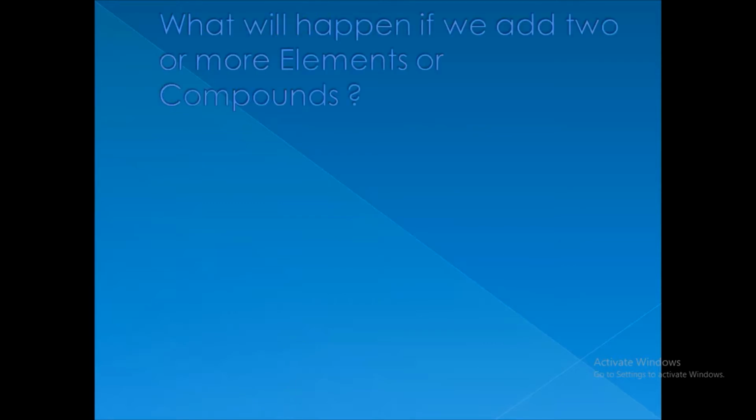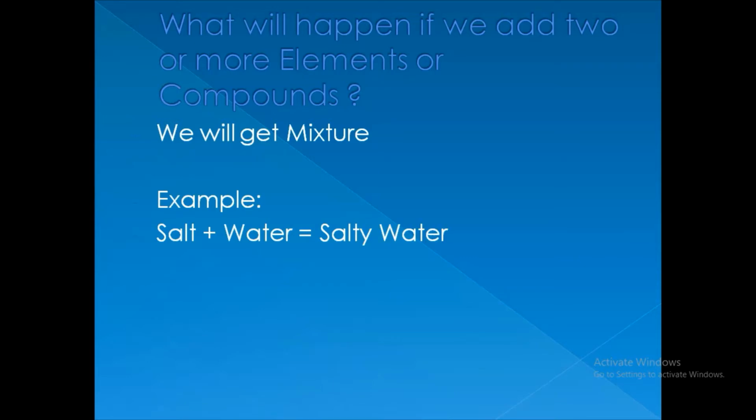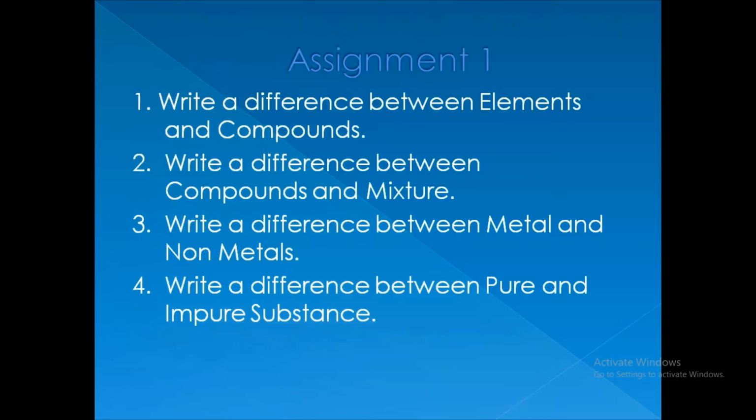What will happen if we add two or more elements or compounds together? We will get a mixture. Example, if we add salt with water, we get salty water. That means salty water is a mixture. Air is a mixture because there are different types of gases like carbon dioxide, methane, oxygen gas present in the air. Therefore, air is a mixture. Similarly, milk and a mixture of oil and water are examples of a mixture.